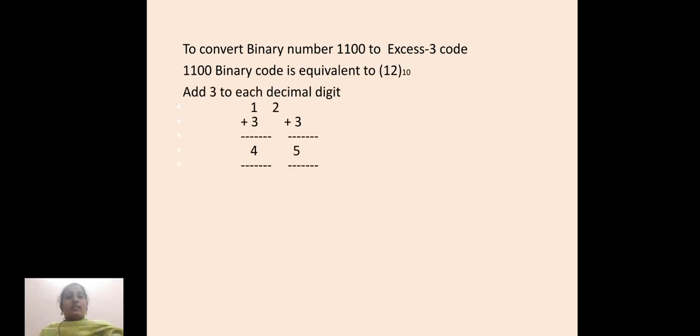So here all these are examples. 1 plus 3 is equal to 4, 2 plus 3 is equal to 5. So 45 is written individually, no addition. Just simply write the individual codes.